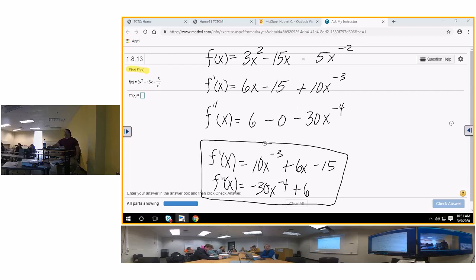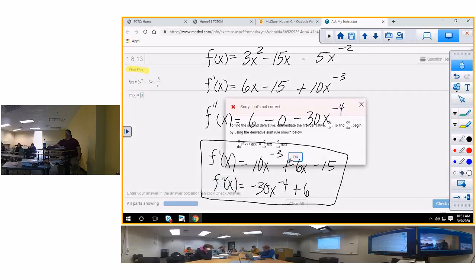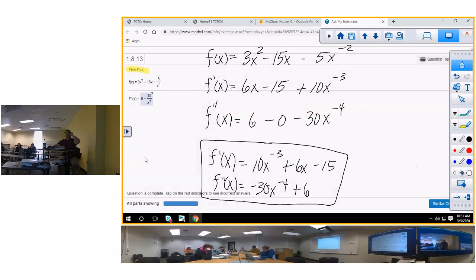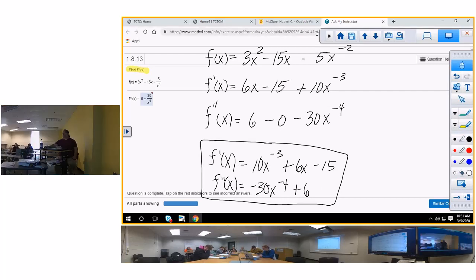1.8 is a good section. If you can do all of 1.8 problems, you can pretty much handle everything before that because it's going to incorporate everything. Put a 3 here. And that's the same thing I got, except I left the x to the negative 4 with the 30. So you can put the x to the 4th on the bottom if you wanted to. Okay? All right? Good test question right there. So write that down as a test question.